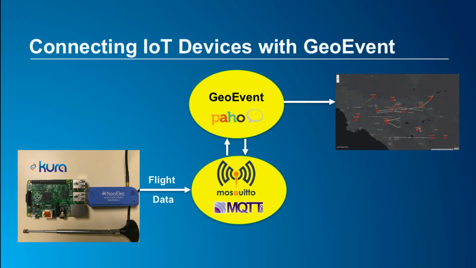We'll again use Kura, which is a framework that runs on those IoT devices, and a custom module that we created to send data to the integration platform from the Raspberry Pi. So we also set up our GeoEvent server to subscribe to the topics on the MQTT broker. And whenever the topic receives new flight info, the GeoEvent server will use it to update the feature service. So finally, we create a web map to show the flights and their trails.